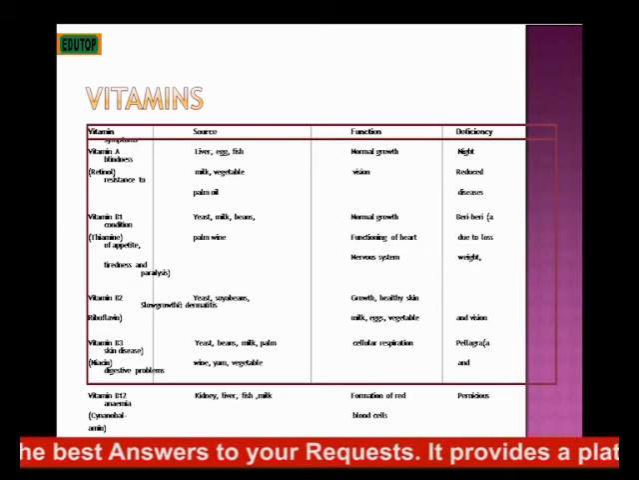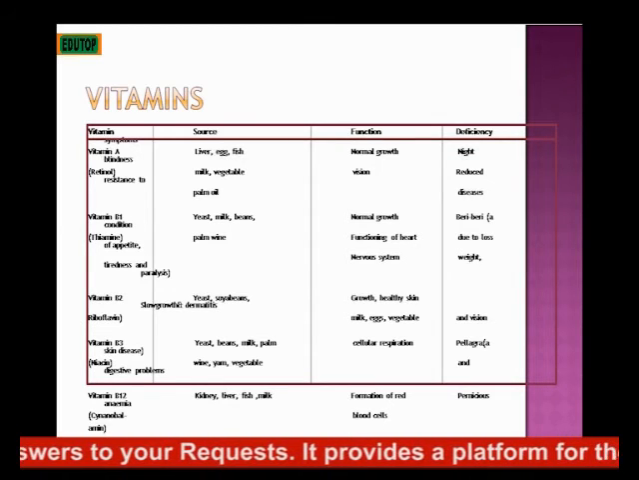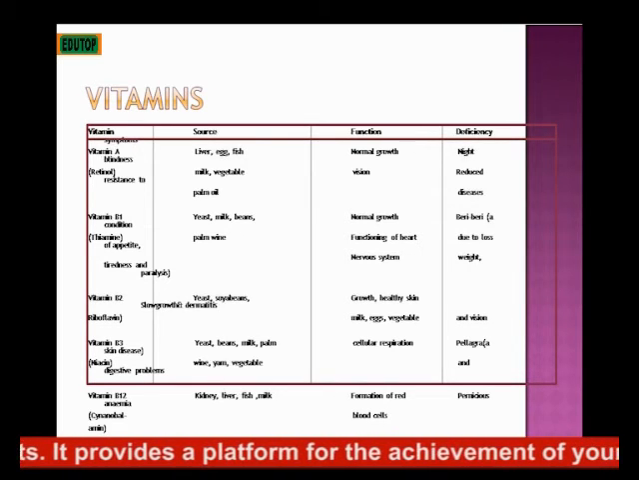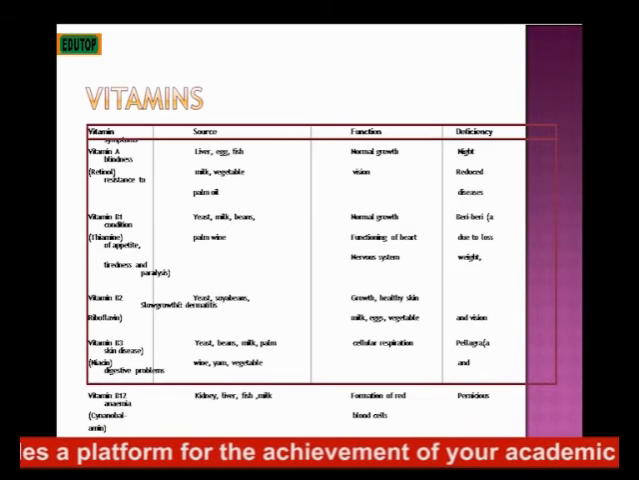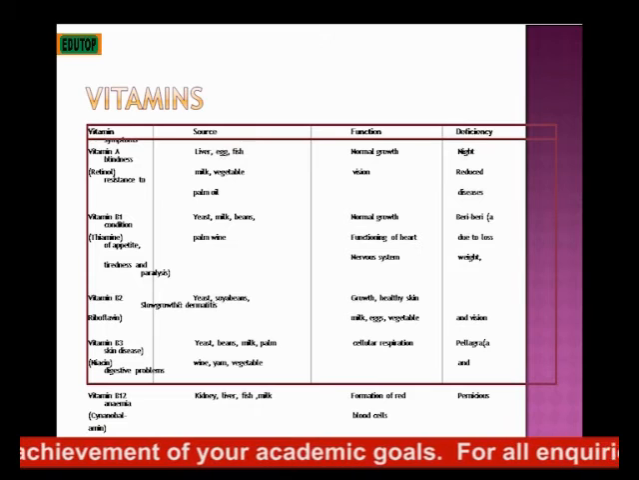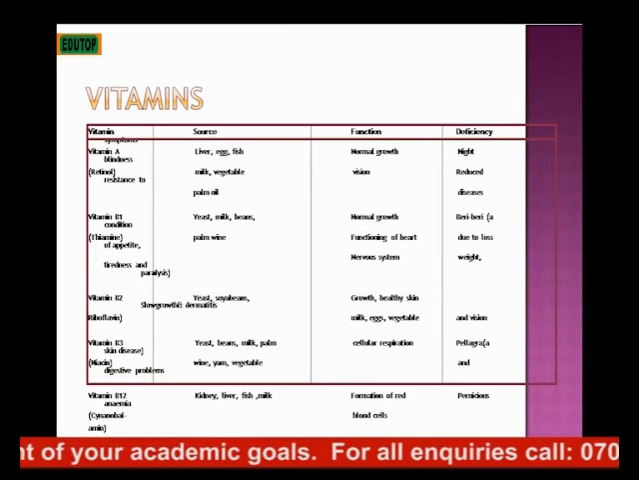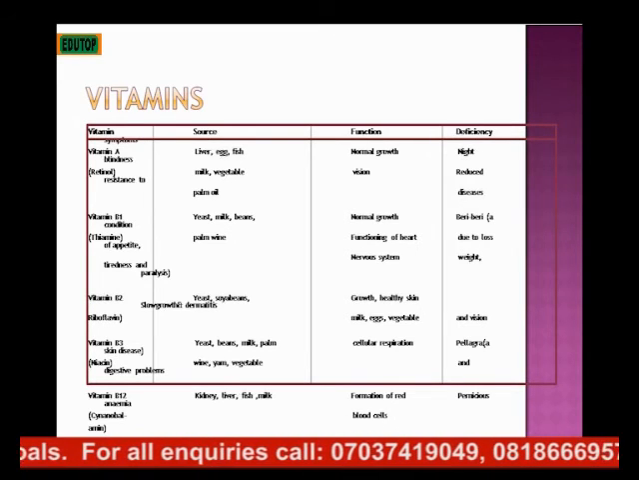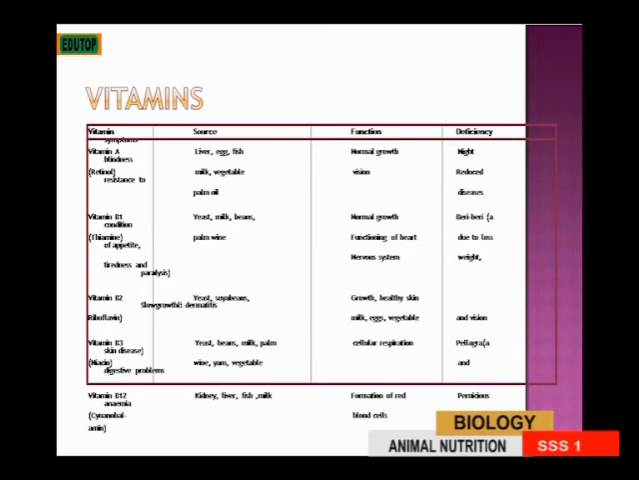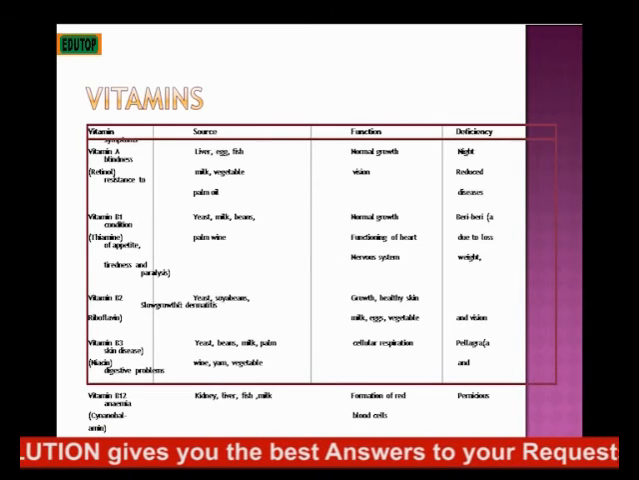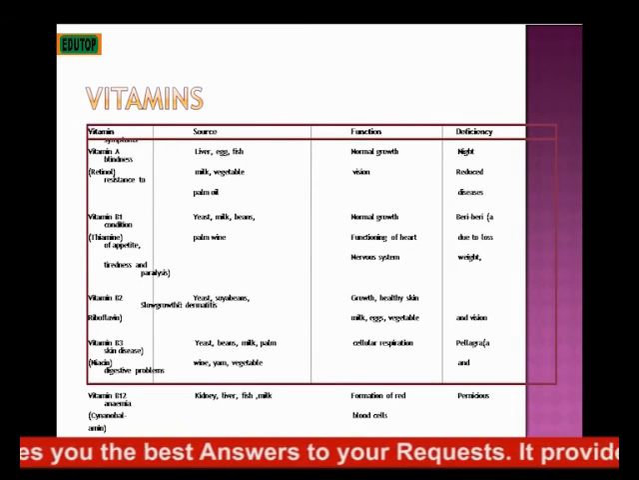Then the next vitamin is vitamin B2, that's riboflavin. You can find it in yeast, soybeans, milk, egg, and vegetables. It is responsible for growth and healthy skin. The deficiency of riboflavin, that is vitamin B2, is slow growth, then dermatitis, that is skin disease. Then you discover that the vision is affected too.